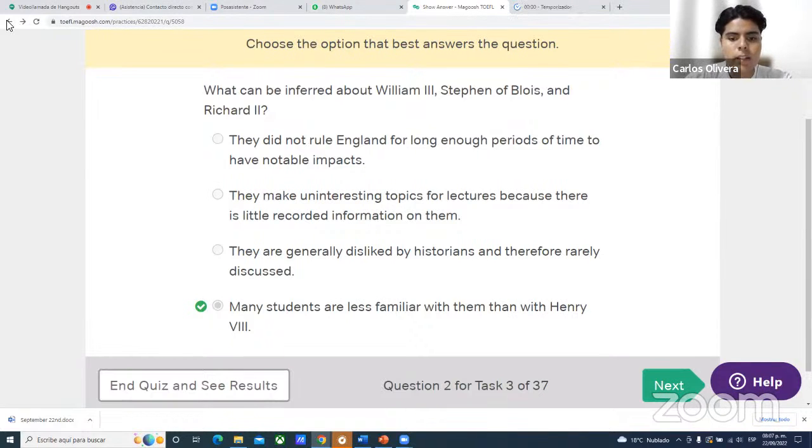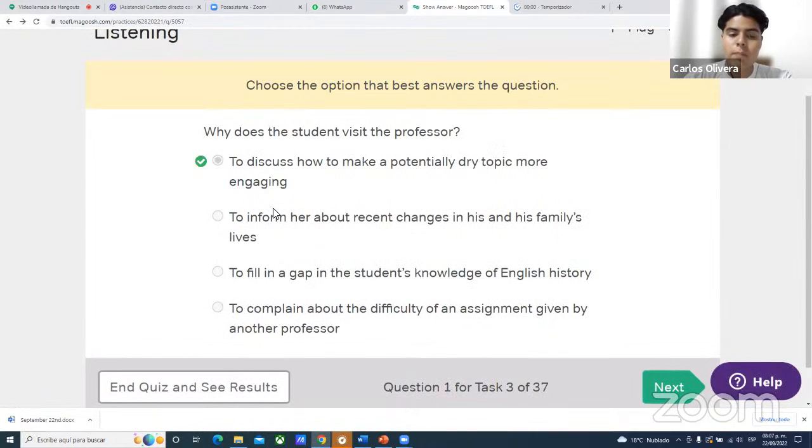So let's see the last one. Why does a student visit the professor? Well, to discuss how to make a potentially dry topic more engaging. And I think it was very clear, right? Because this is the only topic that he discusses, because at the end, although the professor asks him about his sister, he didn't respond. Fantastic.